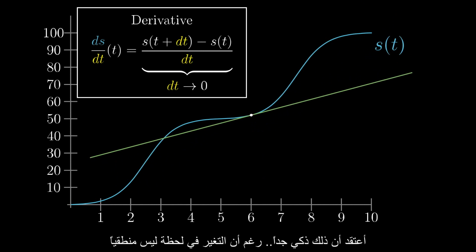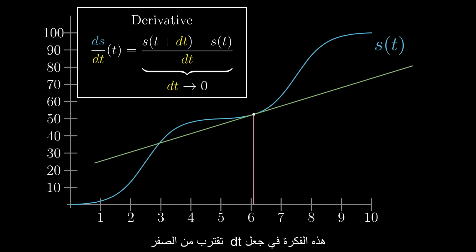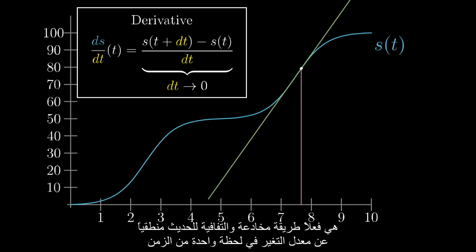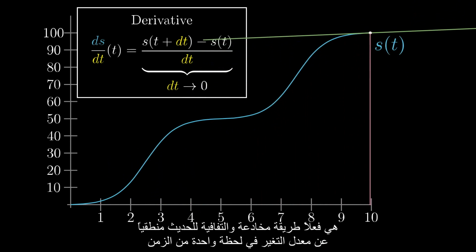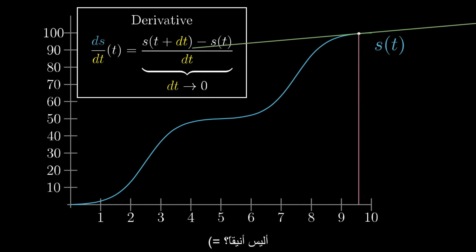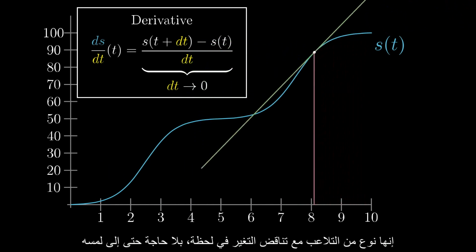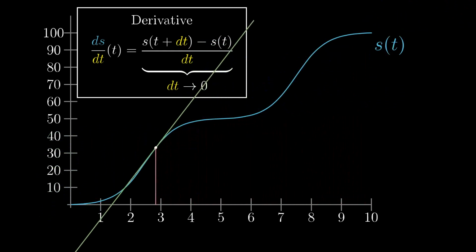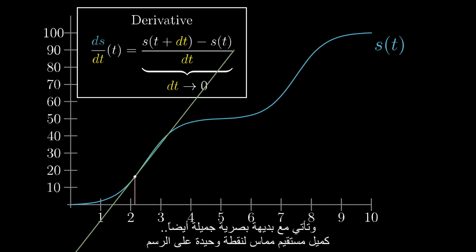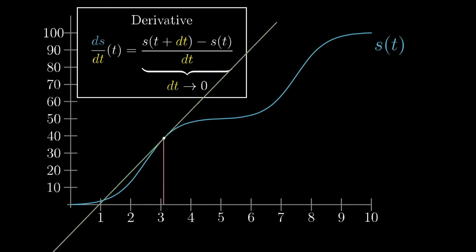I think that's really clever. Even though change in an instant makes no sense, this idea of letting dt approach 0 is a really sneaky backdoor way to talk reasonably about the rate of change at a single point in time. Isn't that neat? It's kind of flirting with the paradox of change in an instant without ever needing to actually touch it. And it comes with such a nice visual intuition too, as the slope of a tangent line to a single point on the graph.